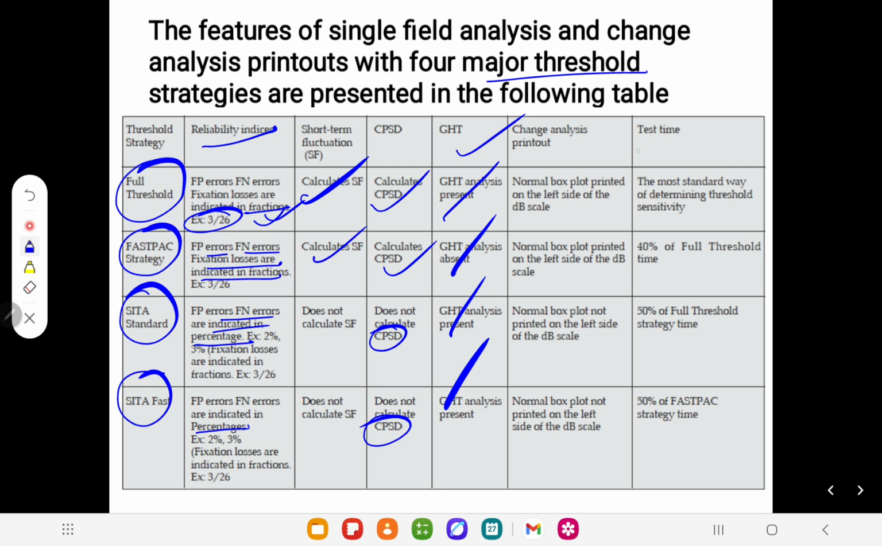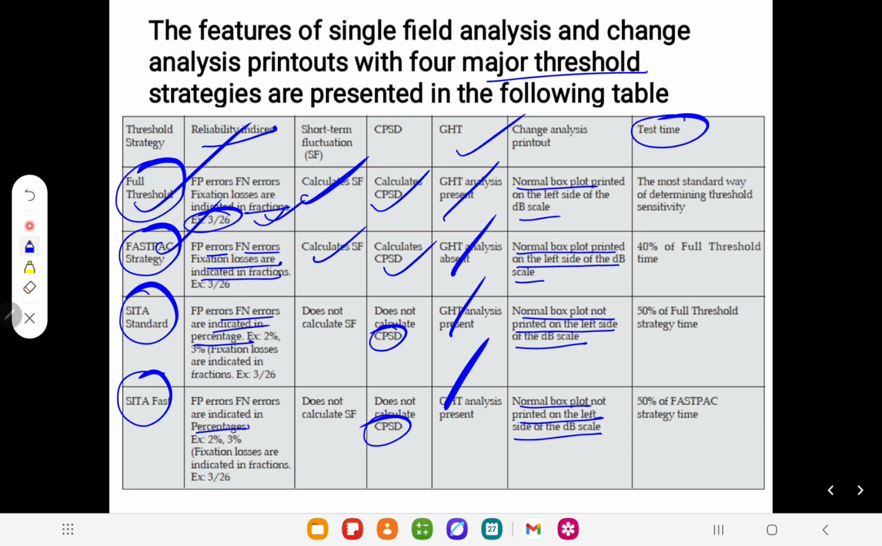Okay, change analysis printout. Full Threshold gives the normal box plot printed on the left side of the decibel scale, and in case of FASTPAC strategy, the normal box plot is also printed on the left side of the decibel scale. In case of SITA, the normal box plot is not printed on the left side of the decibel scale. There is no plotting on the left side of the decibel scale. But they are done in Full Threshold and FASTPAC.